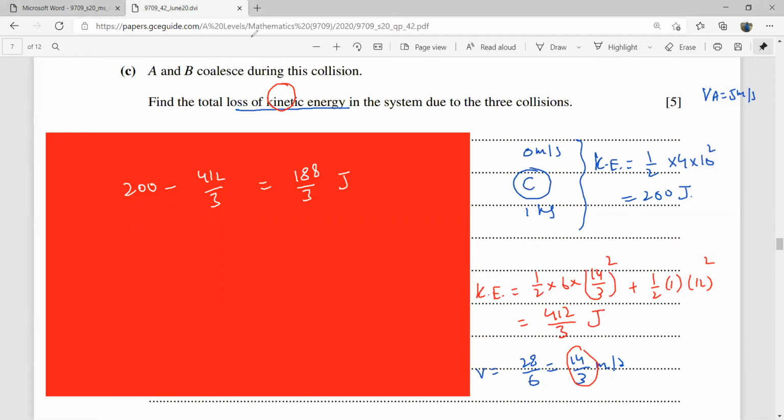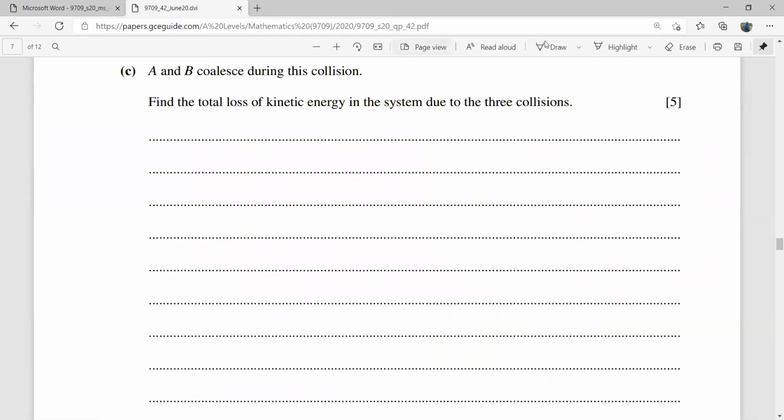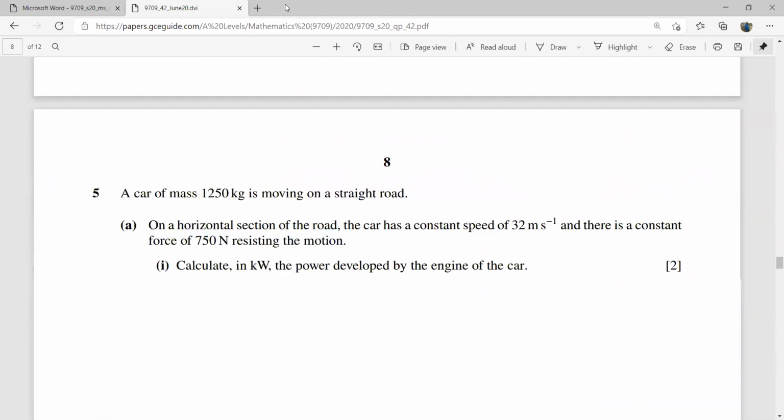I hope there is no question. So this is an easier topic added to your syllabus. That is the momentum. Okay, I hope you find this easier.